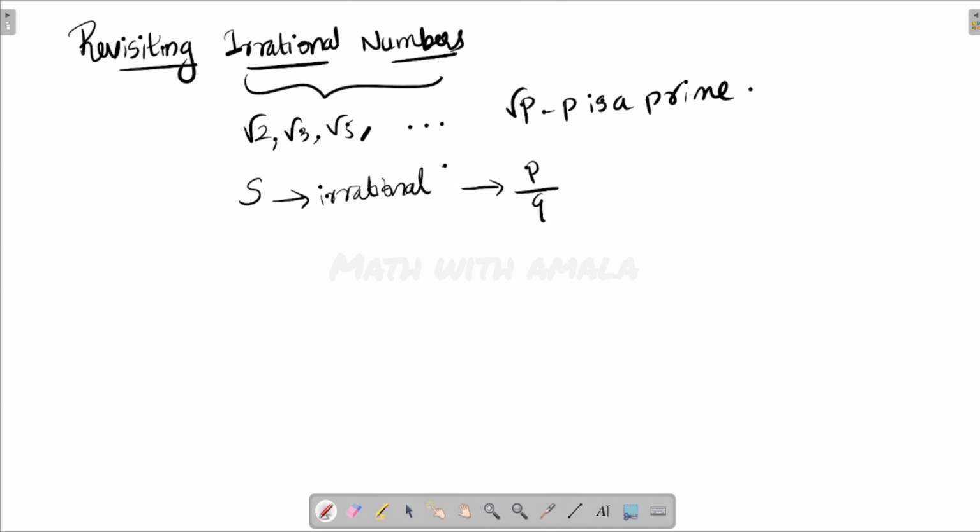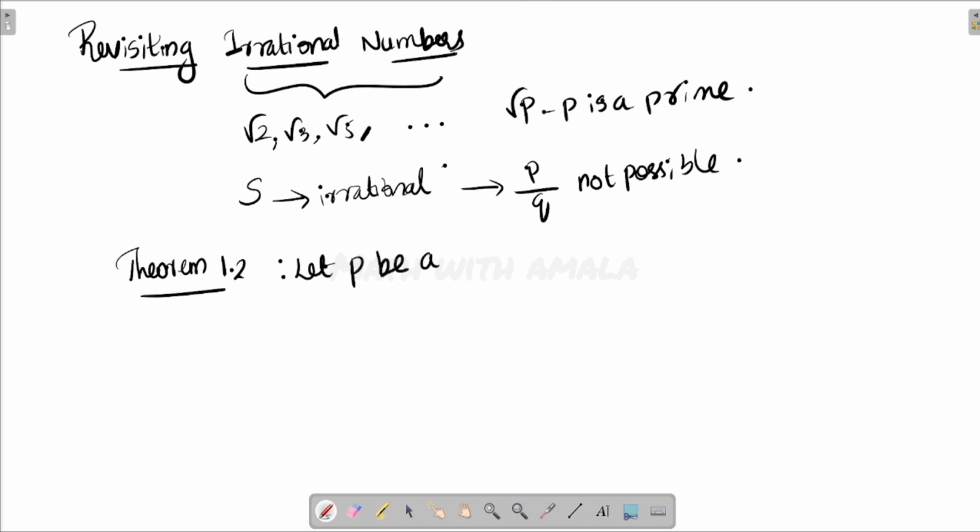Let's take an irrational number. We know that rational means it should be of the form p by q where p and q are integers and q is not equal to 0. But in the irrational case, it is confirmed that the p by q form is not possible. So let's take a number which is not satisfying the rational condition. That is an irrational number. This is how we will recall the irrational numbers.